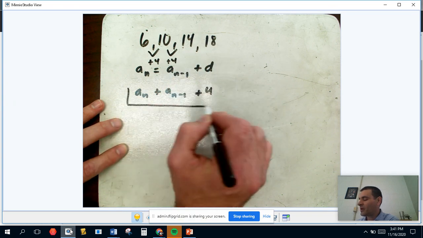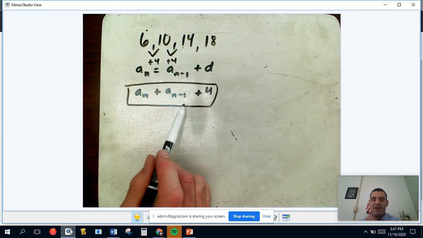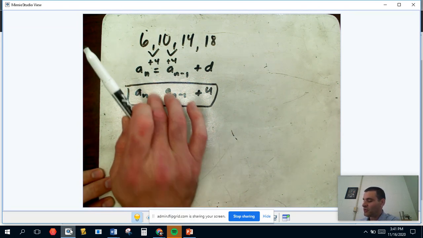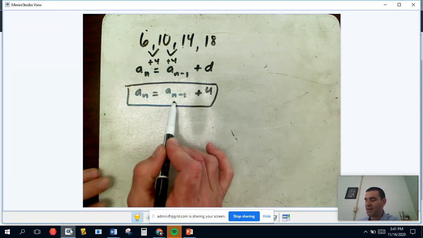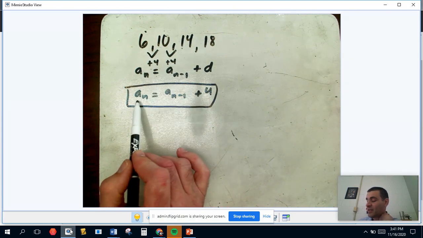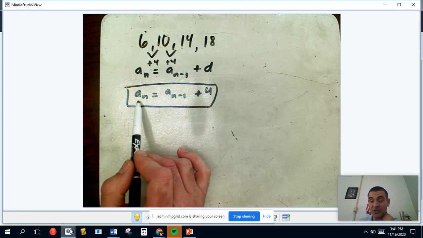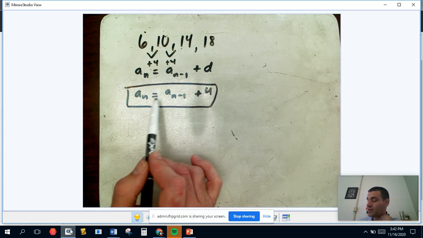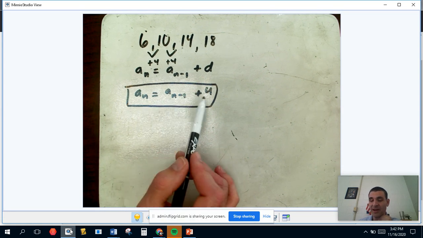Looks funny, but the way you read this is A sub N equals A sub N minus 1 plus 4. And what it means is A sub N is the current term or your term of interest. A sub N minus 1 is the previous term. So to get to your current term, you take the previous term and add 4 to it.